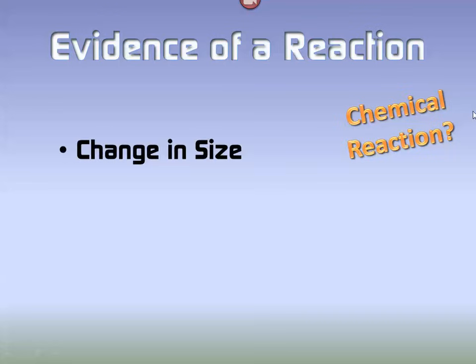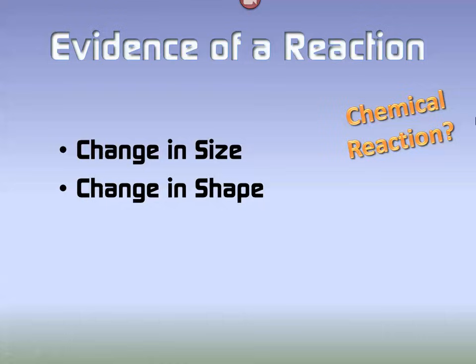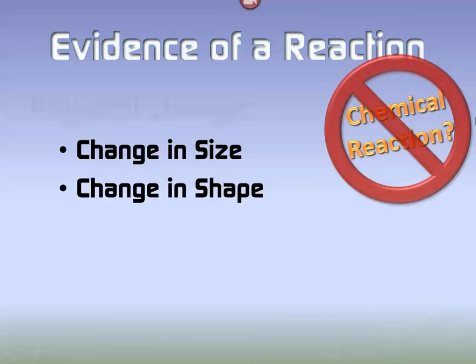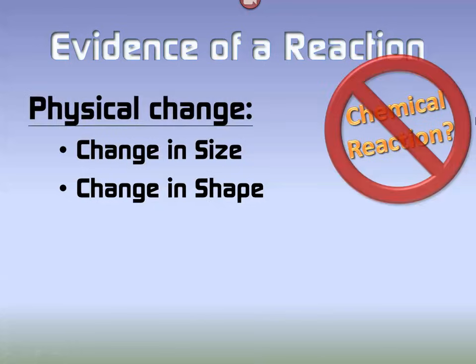If you change something in size, for instance, tearing it up or cutting it in half, not a chemical reaction going on there. A change in shape, if it goes from flat to a round or a ball shape, it doesn't actually change the chemistry of the object. It's changing the shape. What we're talking about here are not chemical reactions, but physical changes.